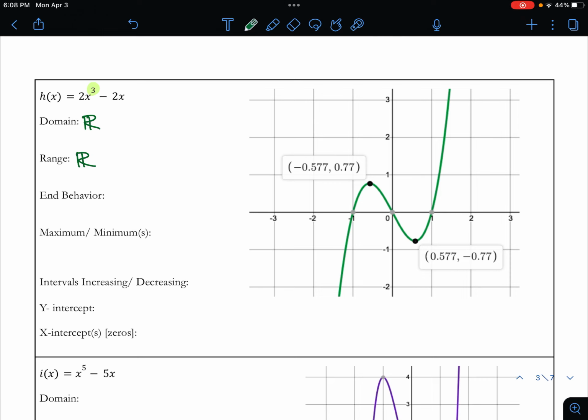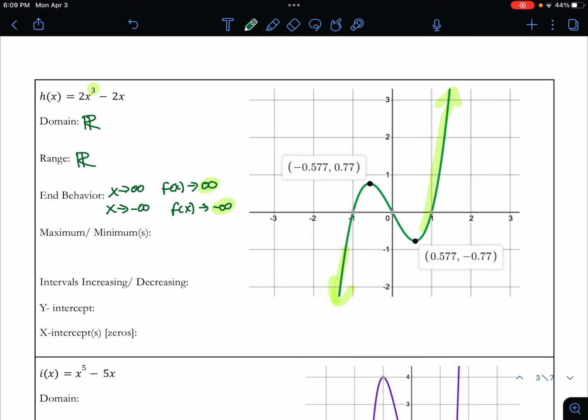End behavior is going to be opposite this time. So one end of our graph is going to be going up, one will be going down. So we can say as x goes to infinity, f of x goes to infinity. As x goes to negative infinity, f of x also goes to negative infinity. So we can see that the end behavior is opposite on different sides of our graph.